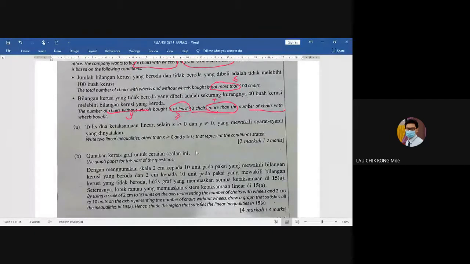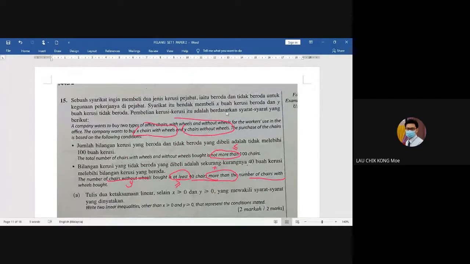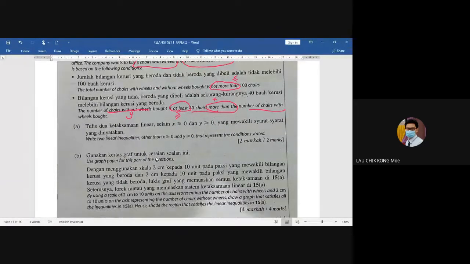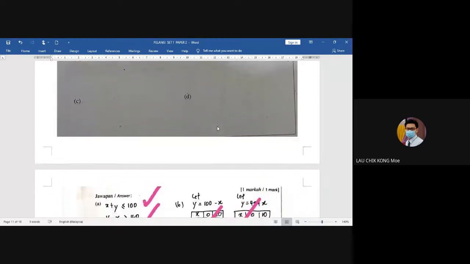So this time exam, the first try exam, section B, one of the questions is something like this. You are given a situation like this, and then you need to write down the linear inequalities, draw the graph, and solve the given problems. So we have this type of question, 9 marks, I think. Something like this, just the situation is different.